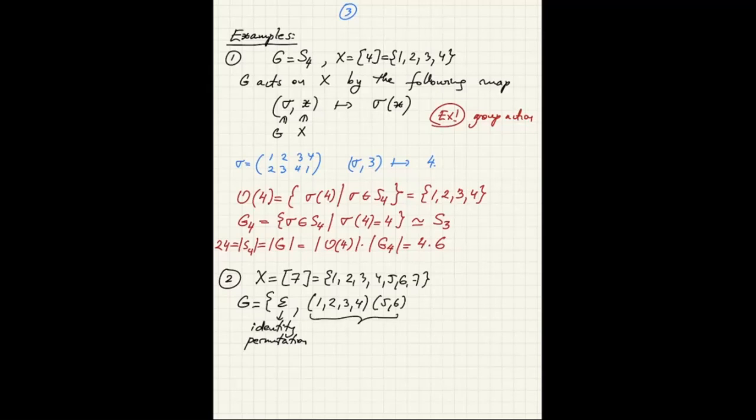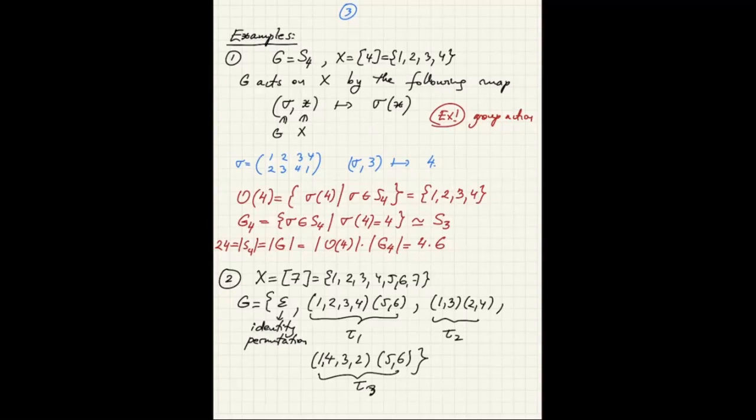Let's call this one tau 1. The second one is a product of 2 transpositions, (1 3) times (2 4). Let's call this one tau 2. And there's one more, (1 4 3 2), and again (5 6). Let's call this one tau 3.